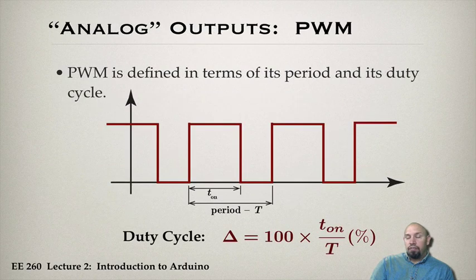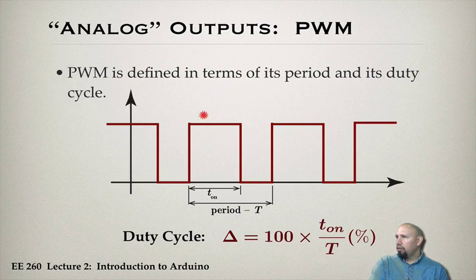And that's an important feature of the microcontroller that we're working with. We can also have what are referred to as analog outputs. They're not truly analog. They're actually pulse width modulation. So pulse width modulation is a function that's defined in terms of the period and the duty cycle.